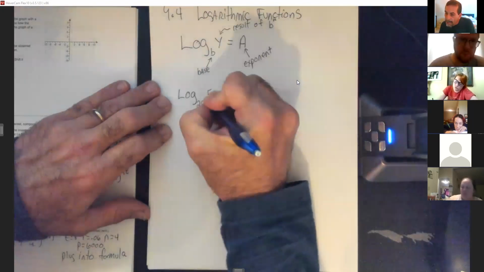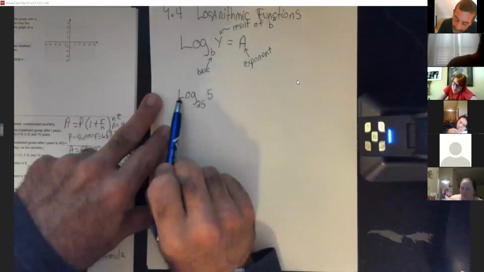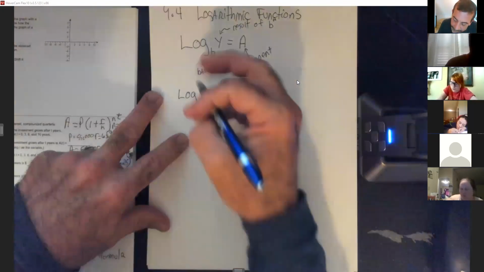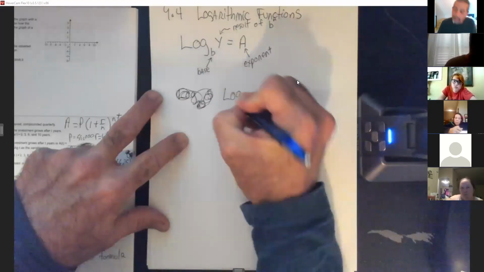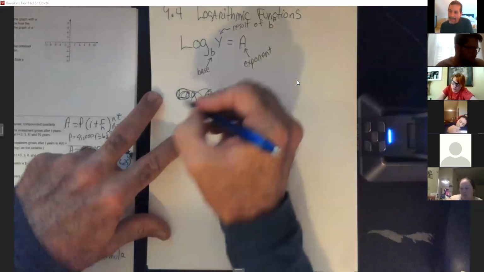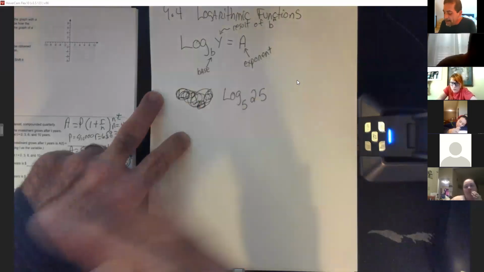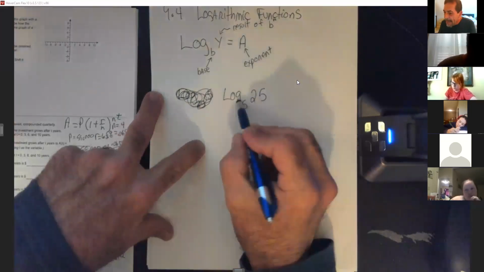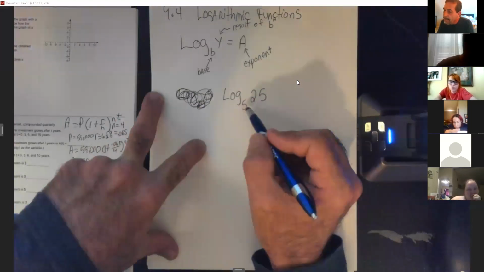What this logarithm wants me to find is what exponent. Let me rewrite this a second. Log base 5 of 25. That one we can do. What this logarithm wants me to find is the exponent that I can raise 5 to make that a 25.